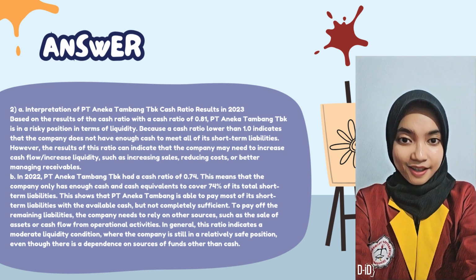B. In 2022, PT Anika Tambang Tbk has a cash ratio of 0.74. This means that the company only has enough cash and cash equivalents to cover 74% of its total short-term liabilities. This shows that PT Anika Tambang is able to pay most of its short-term liabilities with the available cash, but not completely sufficient. To pay off the remaining liabilities, the company needs to rely on other sources, such as the sale of assets or cash flow from operational activities.